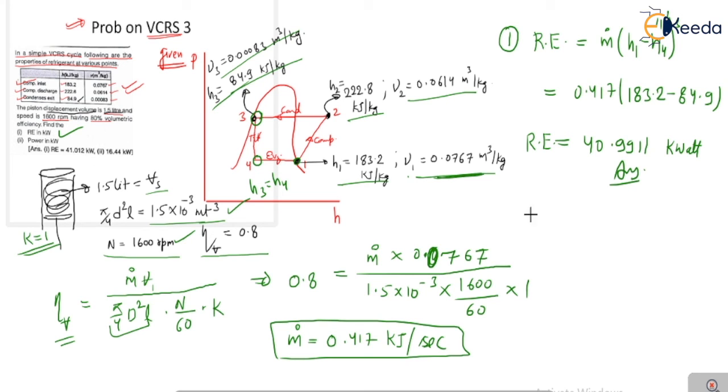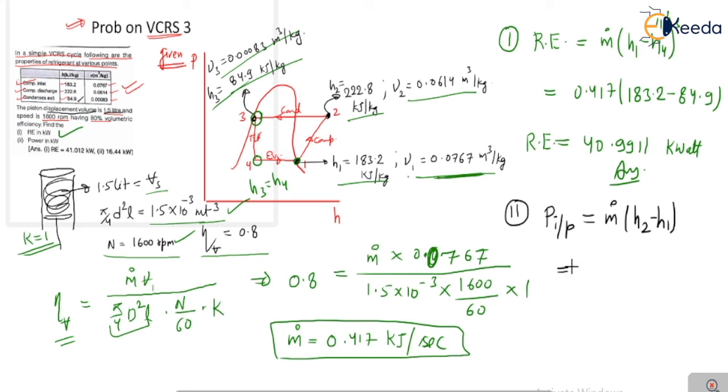Okay, and now let's go to the second question. The second question asks us to calculate the power in kilowatt. So what is the power formula? Power input is nothing but the difference of enthalpy, that means H2 minus H1, multiplied by the mass flow rate. So H2 minus H1. Is it right?